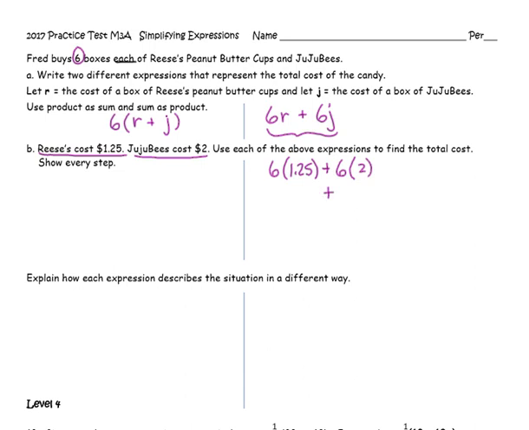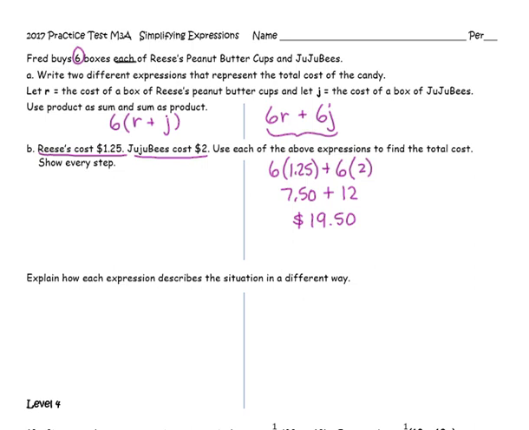6 times $1.25 is $7.50. 6 times 2 is 12. Add that together for a total cost of $19.50.